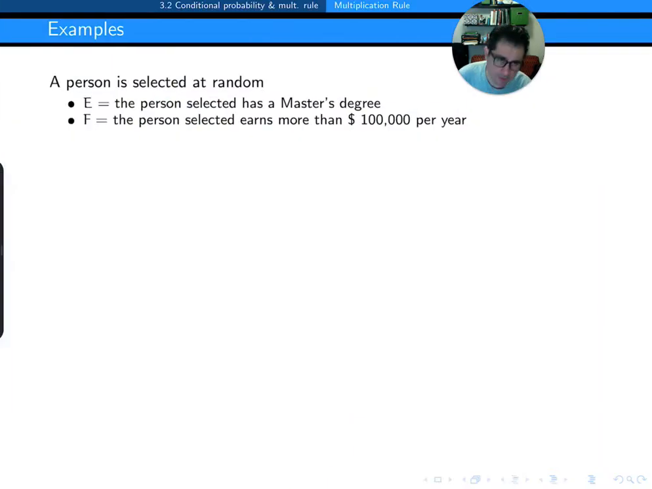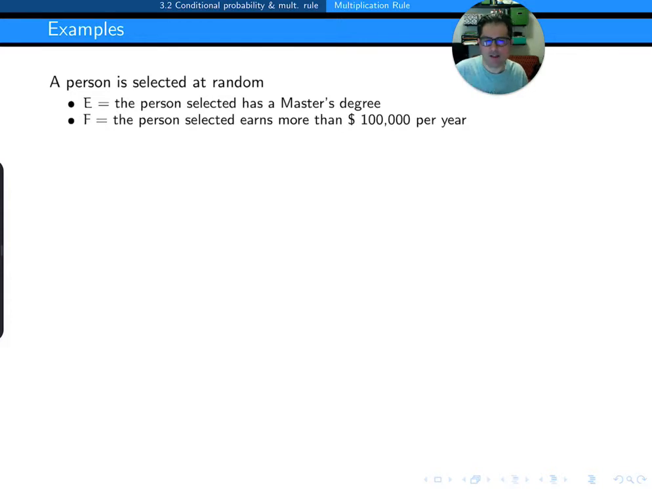Let's go over some simple examples to get this idea around our heads. Let E be the event that I select a person at random from the street and the person has a master's degree or higher, and the event F is that the person selected earns more than $100,000 a year. The question is, are these two events independent? Does knowing that one of them happened change the probability of the other one happening?